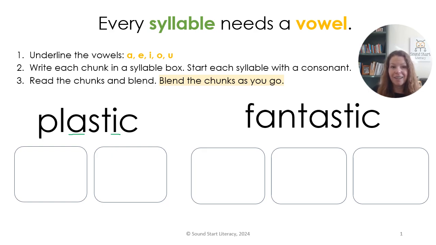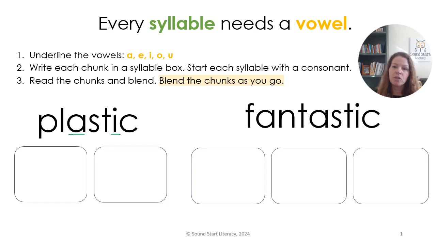We underline the vowels. Our second step is we write each chunk in a syllable box, and we have to make sure that each vowel gets a box. So there has to be a vowel in the box. And a tip is to start each chunk with a consonant. Remember, we talked about consonants. Those are those obstructed sounds where our lips, teeth, or tongue get in the way. So anything that's not a vowel is a consonant.